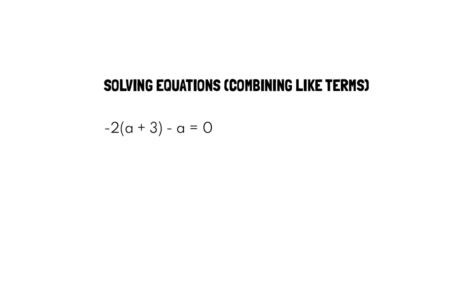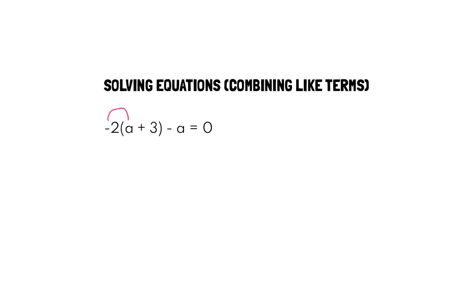This video is going to go over solving equations when you first have to combine like terms. So we're going to look at this first equation right here, and our goal is to have one variable on one side of the equation. So the very first thing I'm going to do is get rid of parentheses.